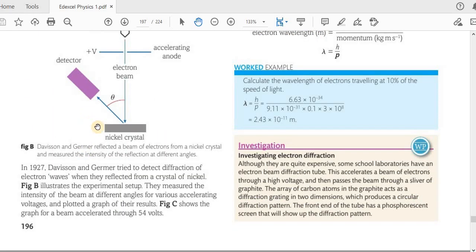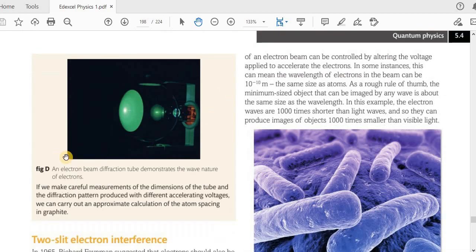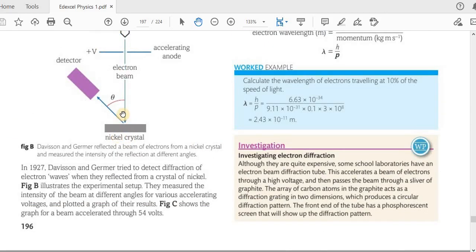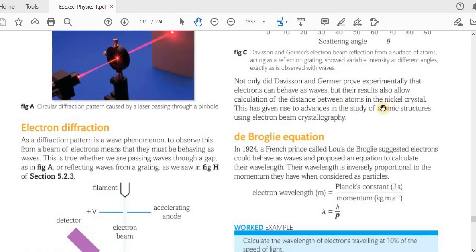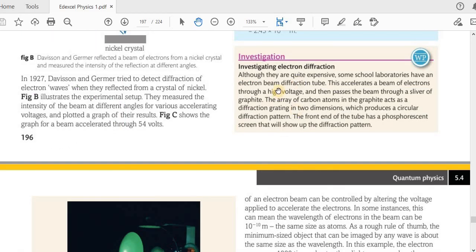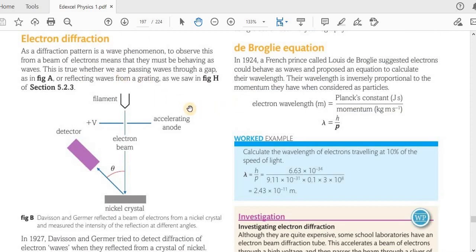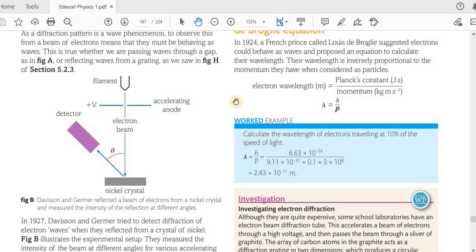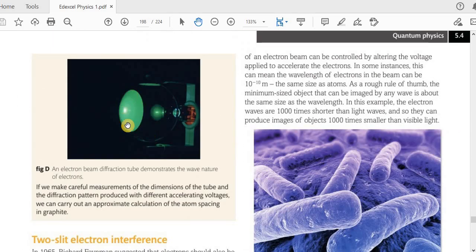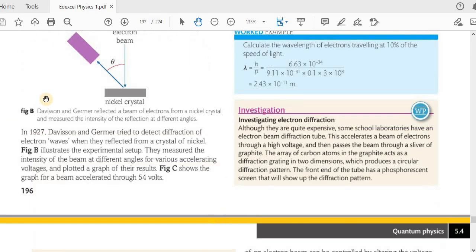Okay, so we saw one example using this, and then here we had reflection, but over here we have diffraction. Now we saw electron reflection, but even with reflection we could find the atom spacing, and here we have diffraction, investigating electron diffraction. Here we have the electron beam diffraction tube, which can be used to find the atom spacing in graphite.